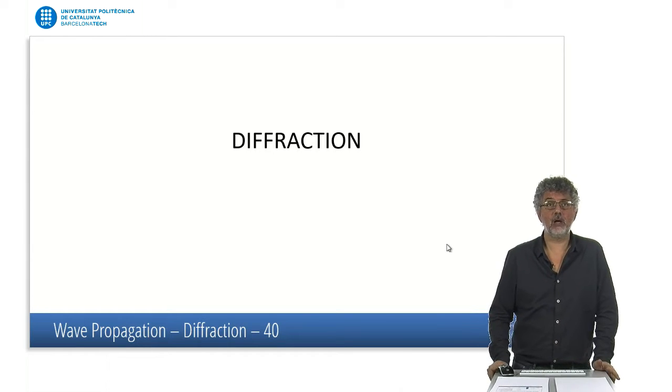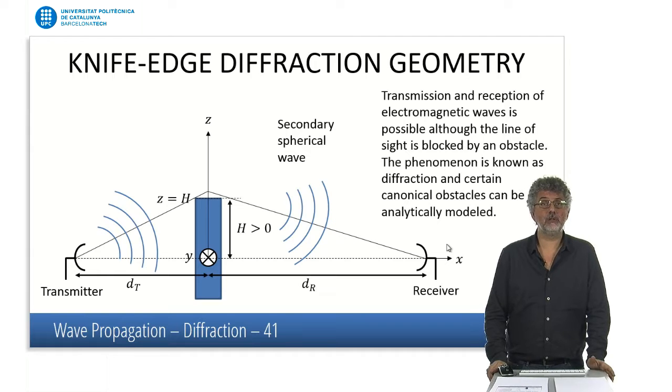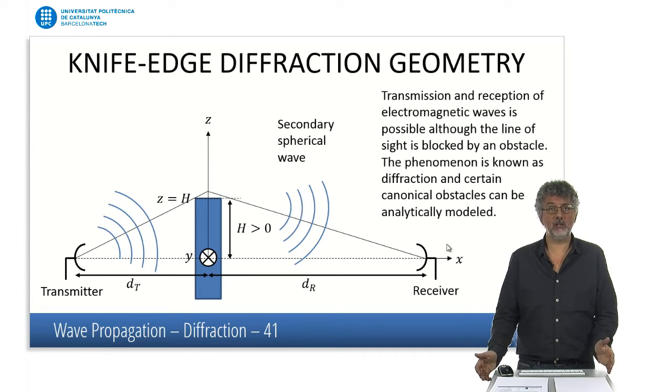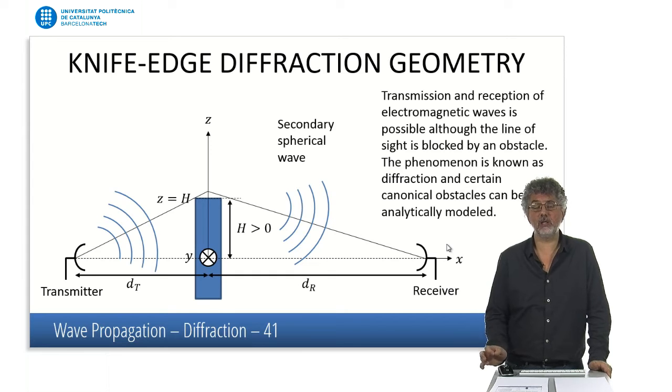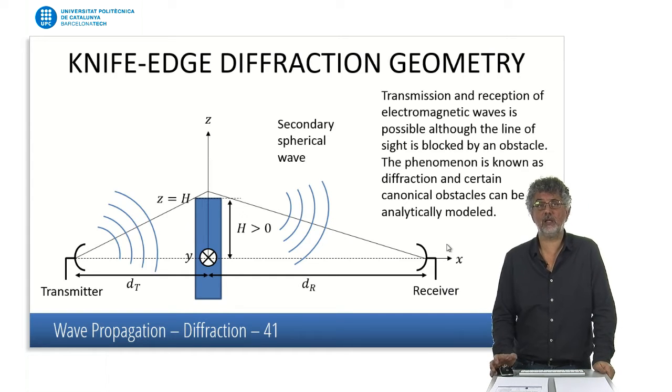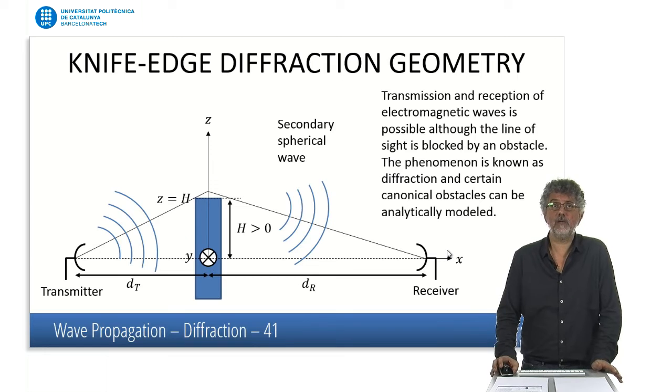We're going to consider now diffraction. We have diffraction when we have an obstacle between the transmitting and the receiving antenna. Now, for most situations it's difficult to model, but there are some very simple cases that actually allow some mathematical formulation, and one of them is what is known as knife edge diffraction.